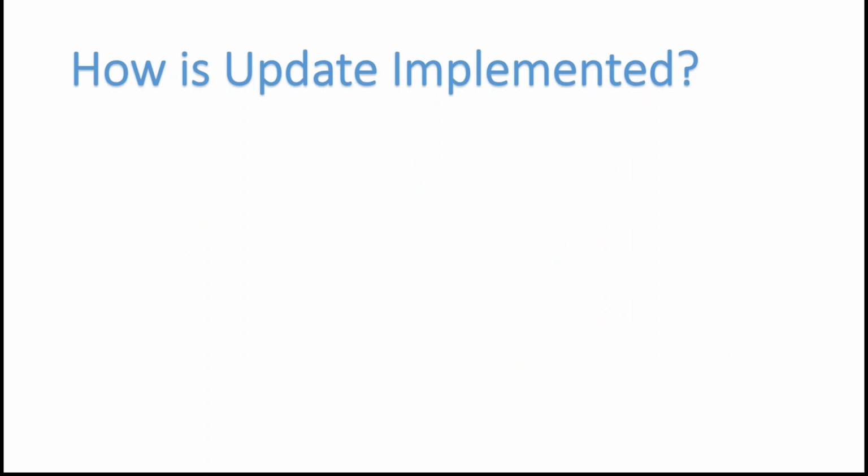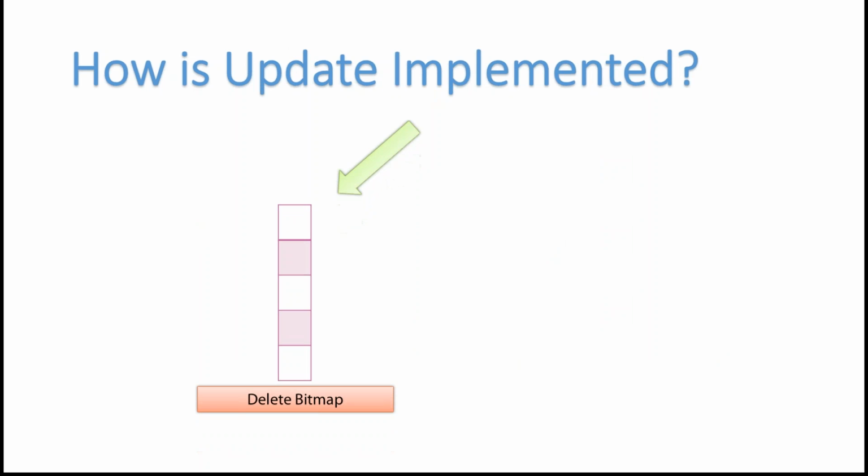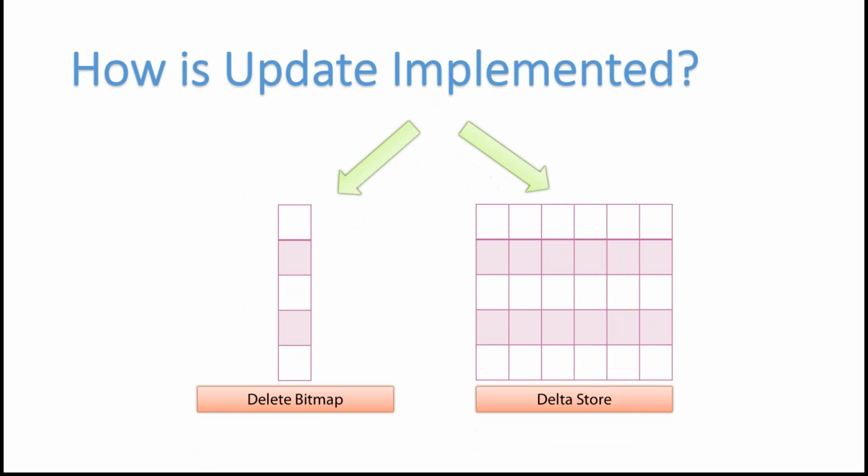How's the update implemented? Pretty simple. We delete the row on the delete bitmap, delete the old values of the row, and insert a new instance of the row into the delta store. It will get back into the clustered index when there are 100 million rows in the delta store, and the tuple mover wakes up, grabs it, compresses it and moves it back into the column store.